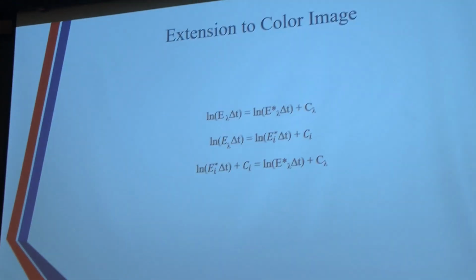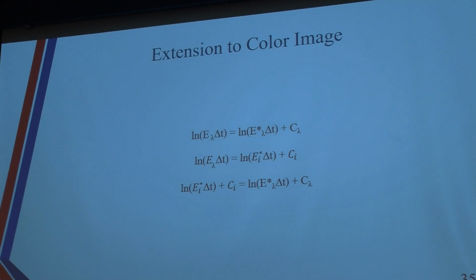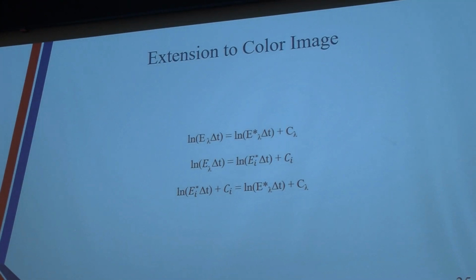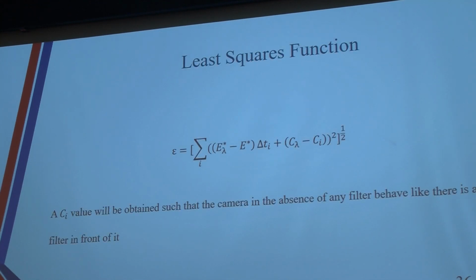Since the physical radiance for the images with filter is equal to that for the images without filter, both equations will be equal to each other, which means taking an image with filter is equivalent to taking an image without filter. So we want to correlate CI with C lambda, and we'll use the least squares function to minimize the error to 0 and solve for CI.